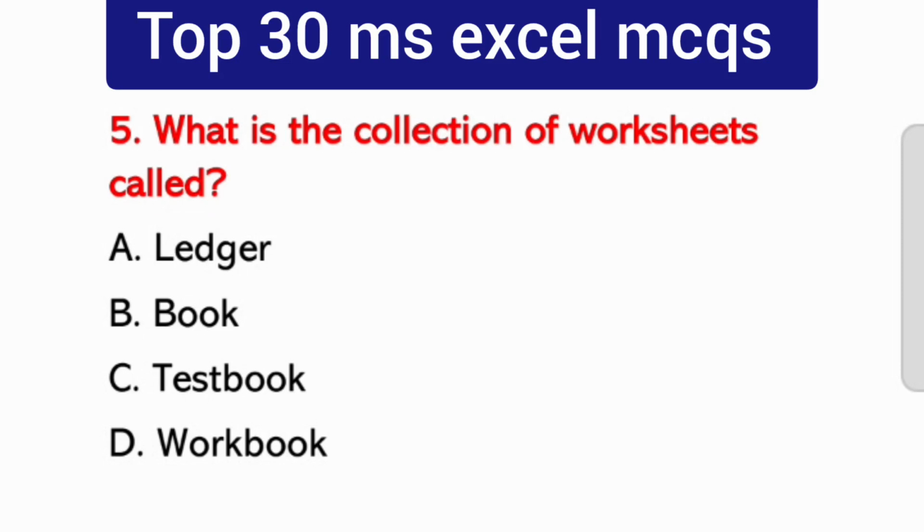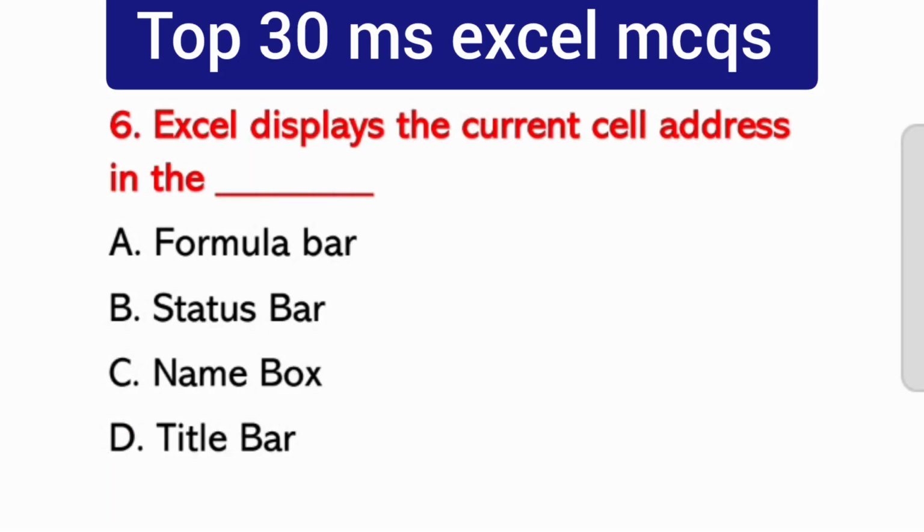What is the collection of worksheets called? Options: ledger, book, textbook, workbook. Correct answer: workbook. Excel displays the current cell address in the options: formula bar, status bar, name box, title bar. Correct answer: name box. Excel displays the current cell address in the name box.